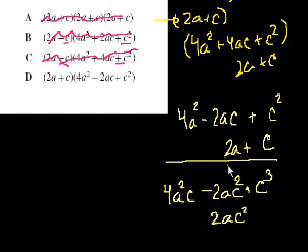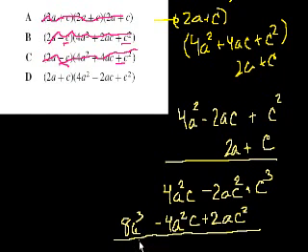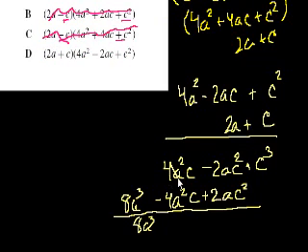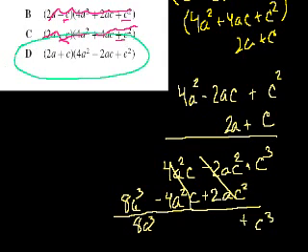So 2a times c squared is 2ac squared. 2a times minus 2ac, you get a minus 4a squared c. And then 2a times 4a squared is 8a to the third. This cancels out, and you get plus c to the third. So we were right by doing our deductive reasoning that choice D was the answer.